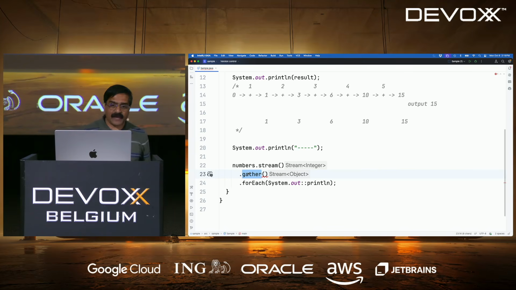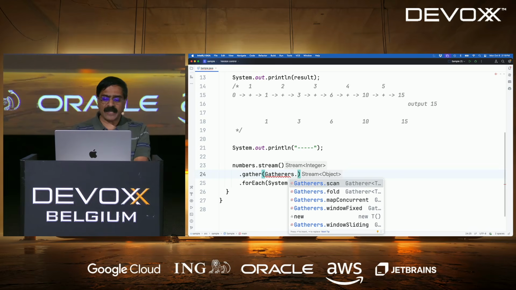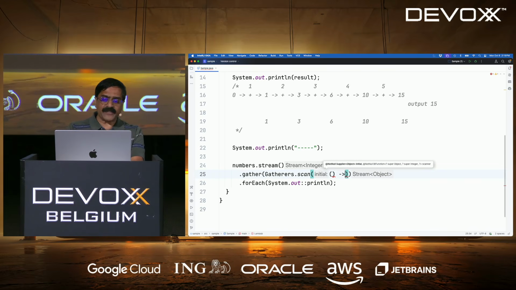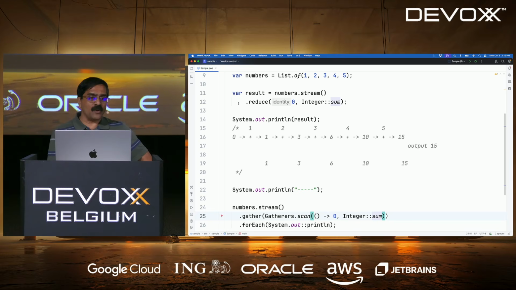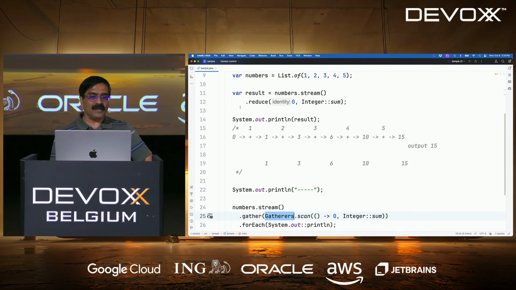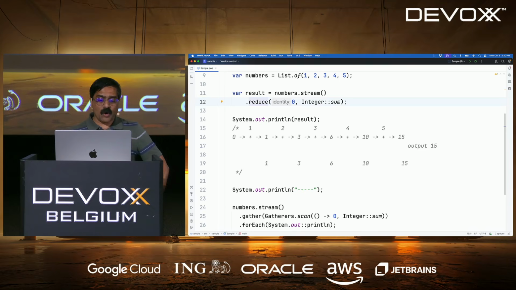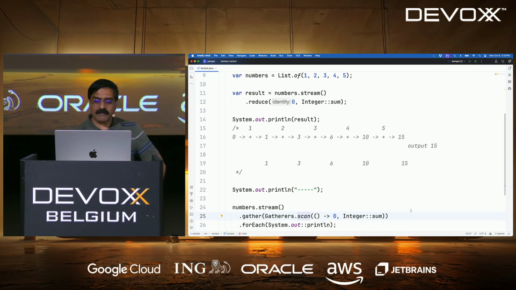So what do you do in the gather? In the gather, thankfully, you can simply say Gatherers.scan, and you can simply say start with the value 0 and do Integer::sum. Now let's contrast this to the code you see up here. This one here is a reduce operation. This one here is an intermediate operation, not a terminal operation. So the scan method is going to start emitting the intermediate sum operations as it is happening along the way.